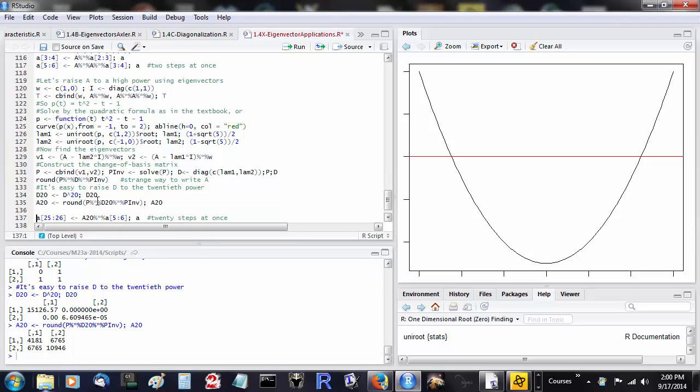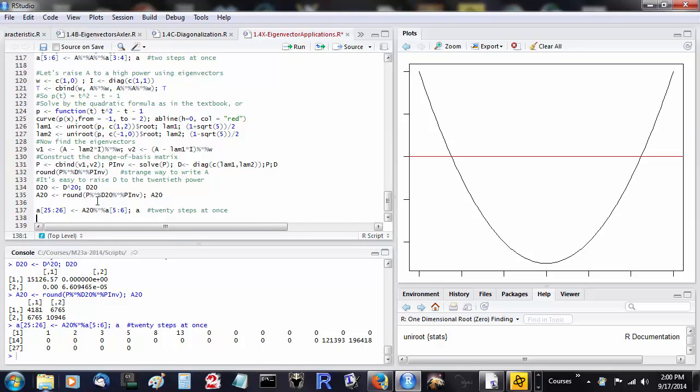The 20th power of A is just what we need to turn the 5th and 6th Fibonacci numbers into the 25th and 26th. So we've now left a large gap, but we've calculated 2 Fibonacci numbers way along in the series, and we have concluded our discussion of applications of eigenvectors and eigenvalues.